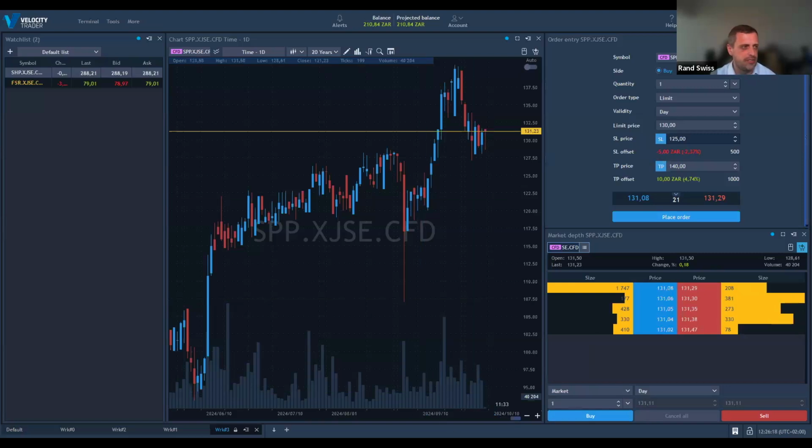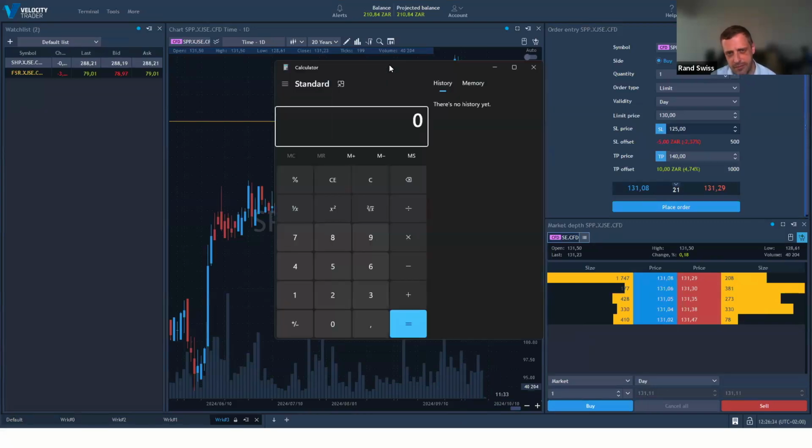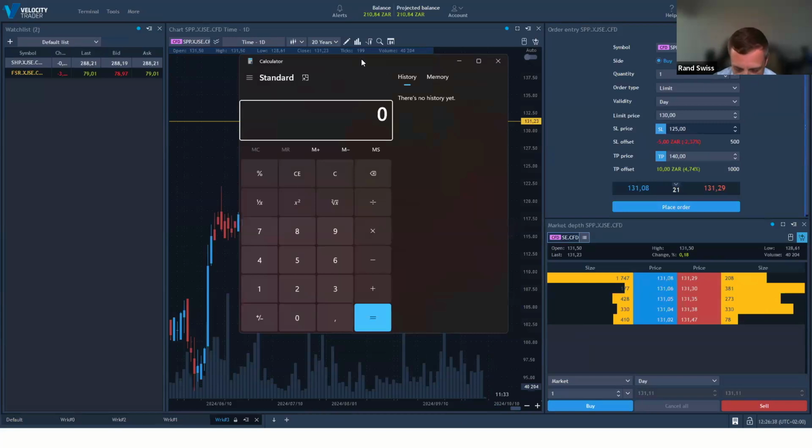So let's do the maths easy. Let me quickly share the screen instead of just the platform. Okay, so with this calculator up here, let's do some quick maths. Just to make the math easy, we're going to go with 100,000. You have 100,000 Rand in your trading account. Now with that 100,000, you have to decide, every time I place a trade, how much of that 100,000 Rand am I willing to risk?